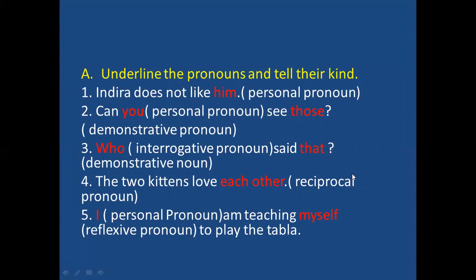Indira does not like him. In this, him is a personal pronoun. Can you see those? You is a personal pronoun. Those is the demonstrative pronoun. Who said that? Who is the interrogative pronoun. That is the demonstrative pronoun. The two kittens love each other. Each other is a reciprocal pronoun. I is a personal pronoun. Myself is a reflexive pronoun.